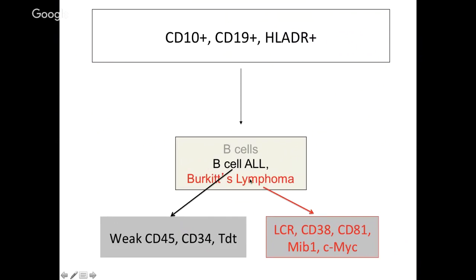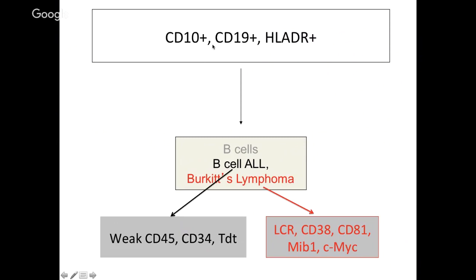Now traditionally Burkitt's have a very classical morphology, but not all of them might show you vacuoles like in textbook pictures. So one has to be careful. You have to look at the expression of CD45, TdT, CD34, and in case you have a doubt, you can do light chain restriction, which is classically seen in Burkitt's. If you have more markers, CD38, CD81, MIB1, and you have tissues, you can do C-MYC, or you can do cytogenetics. So this is a mature B-cell lymphoma, and this is blastic.